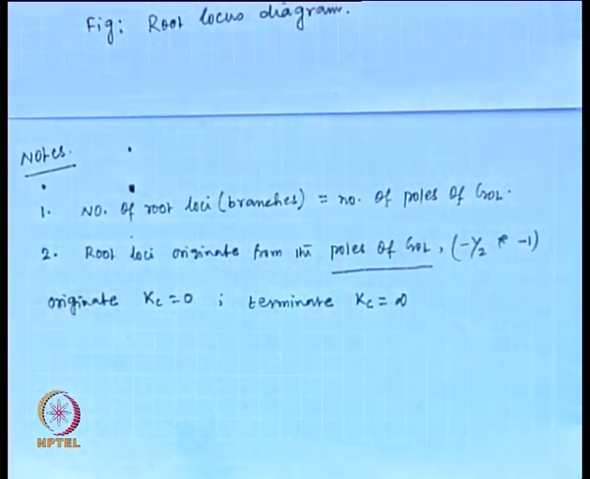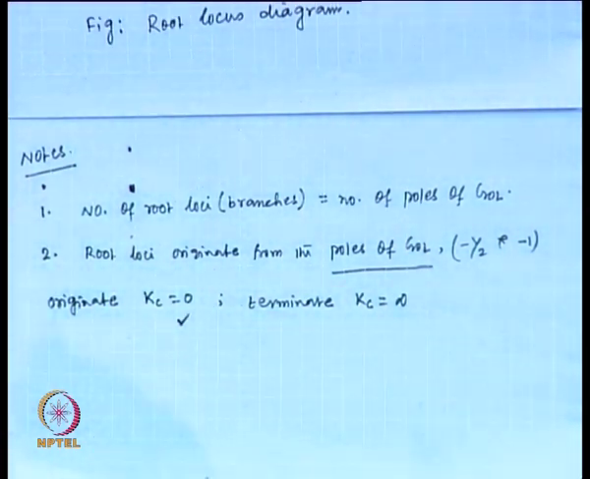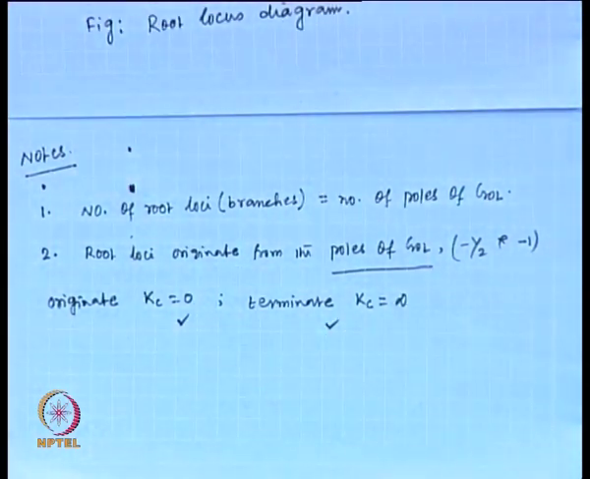Recall that the root locus diagram is produced by varying Kc from 0 to infinity. So, the root loci originate when Kc equals 0 and root loci terminate when Kc equals infinity.